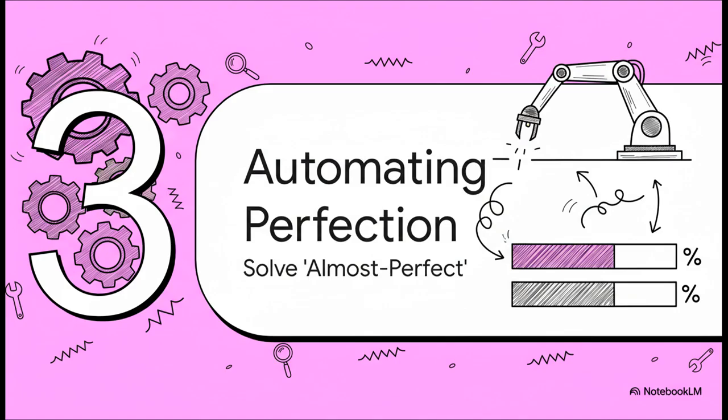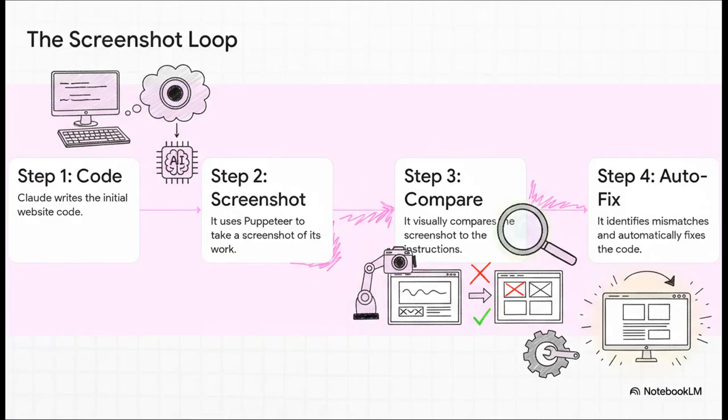All right, let's keep building on this. AI is awesome, but you know how it often gets you like 60% of the way there? It leaves you with all these little tedious manual fixes. Well, this next hack automates that entire painful correction process. This is where things get really, really cool. It's called the screenshot loop. So after Claude writes the code, it uses this tool called Puppeteer to take a screenshot of its own work.